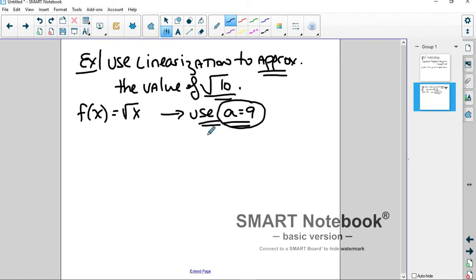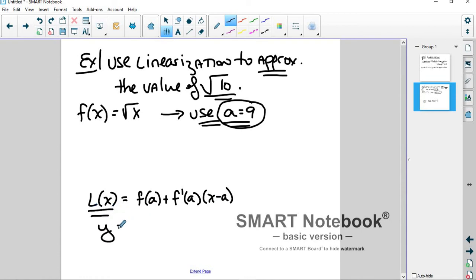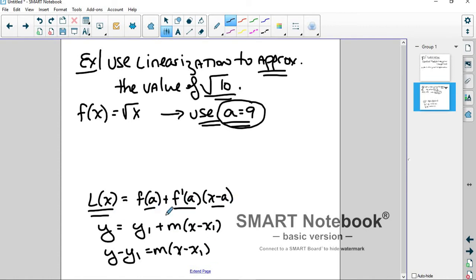And again, here's the thing. In the book, they give you this funky linearization formula: L of x equals f of a plus f prime of a times x minus a. Well, that looks all confusing until you recognize that this is just a y1. This is your slope, and this is x minus x1. So this is just the point slope formula rewritten using some specific terminology for your function.